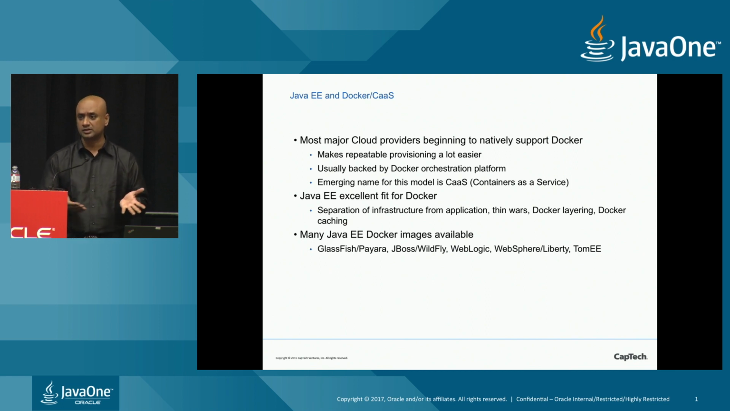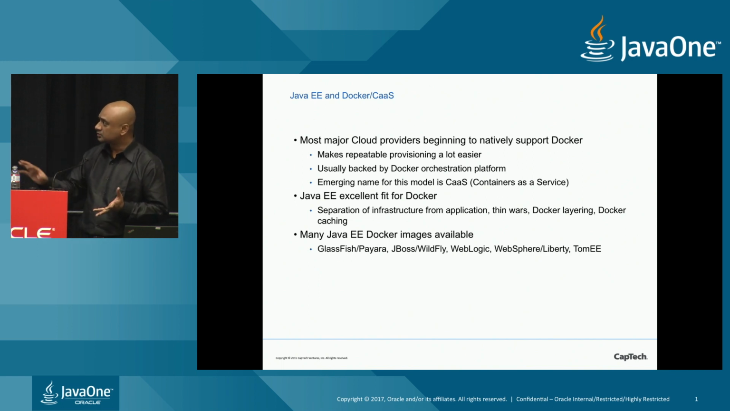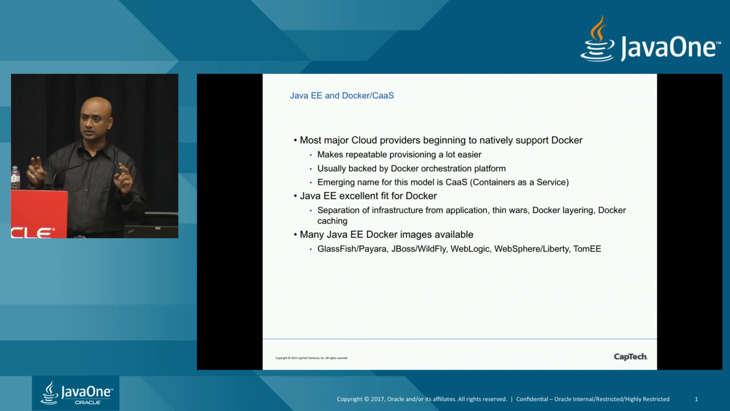Principally, Kubernetes is the most predominant one. So most of the cloud providers are supporting Kubernetes, and hence you can essentially spin up and down your cluster, and create a cluster, and not just a simple instance, in a relatively automated fashion. Right, so that's what's called this new model, containers as a service, and actually it's fairly prevalent already. So as I mentioned before, Java EE is actually a very good fit for the Docker model. It works extremely well. There are several reasons for that.